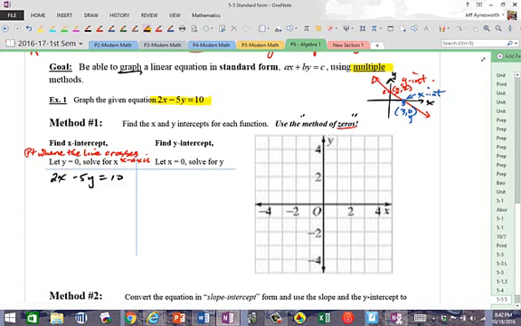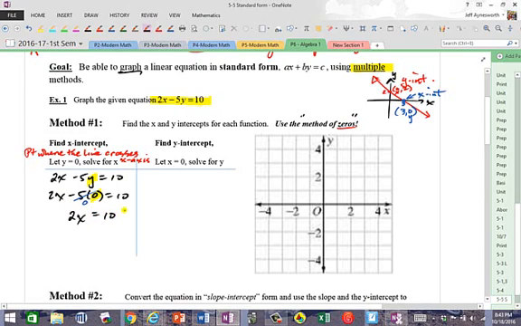So let's do that. We have 2x minus 5 times 0 equals 10. Notice what I did. I substituted in 0 for y, and now my goal is to solve for x, which gives me the x-intercept. Well, I know that anything times 0 is 0. So that's just a plain old 0 right here. And 2x minus 0 is just 2x. So what I have left over is just 2x equals 10. And 2 times 5 is 10, right? So x has to be 5.